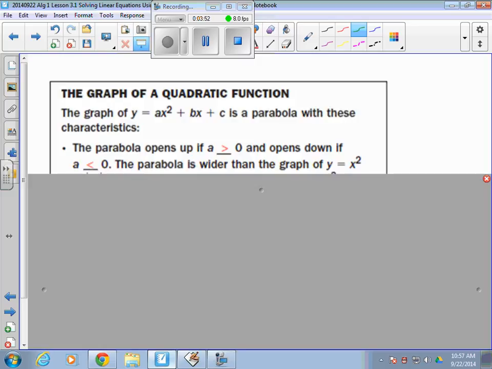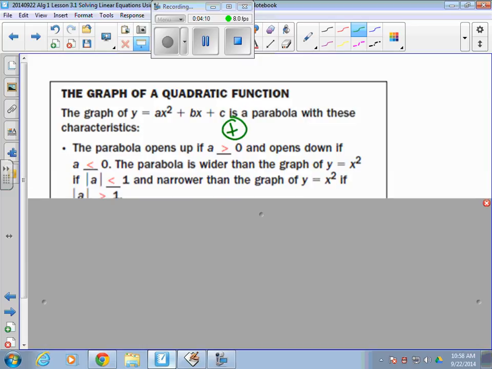This is how you graph a quadratic function. It says the graph of y equals ax squared plus bx plus c is a parabola with these characteristics. The parabola opens up if a is greater than 0. That means a is positive. It opens down if a is less than 0. That means a is negative.